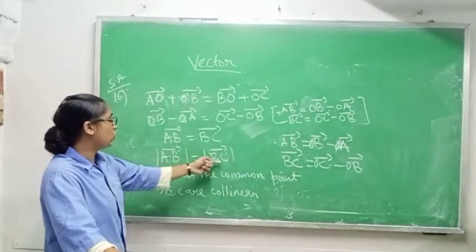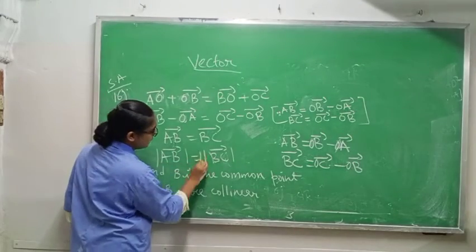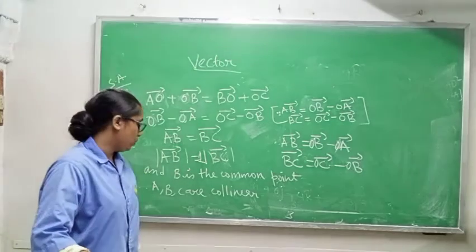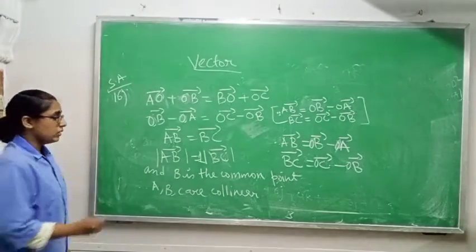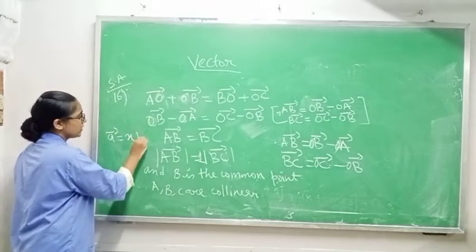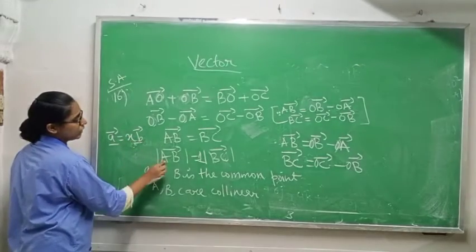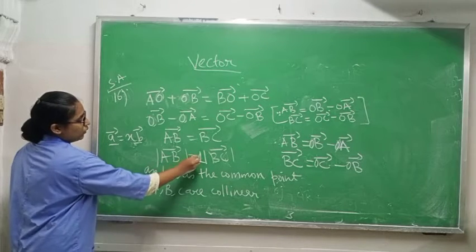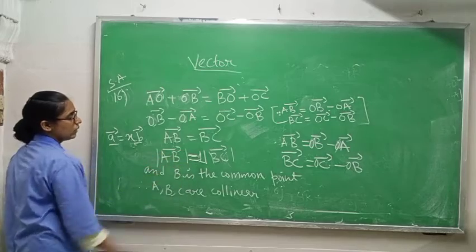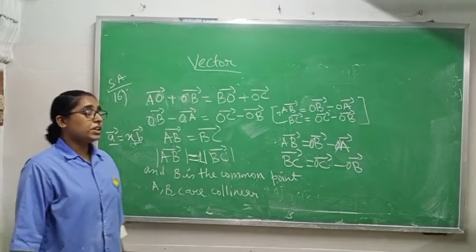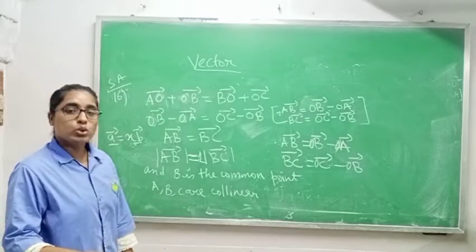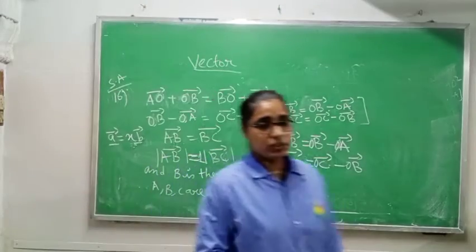You can see B is the common point, and if we have nothing, meaning the non-zero scalar is 1. Okay, so you know that for collinear we have A vector equal to X B vector. See, A and B both are coming the same, equal. And yes, non-zero scalar is 1, and which point is common? B is the common point, therefore you can say A, B, C are collinear. Okay, complete this one.